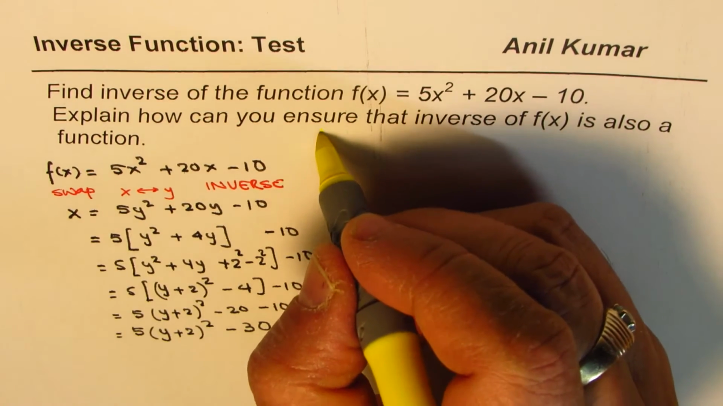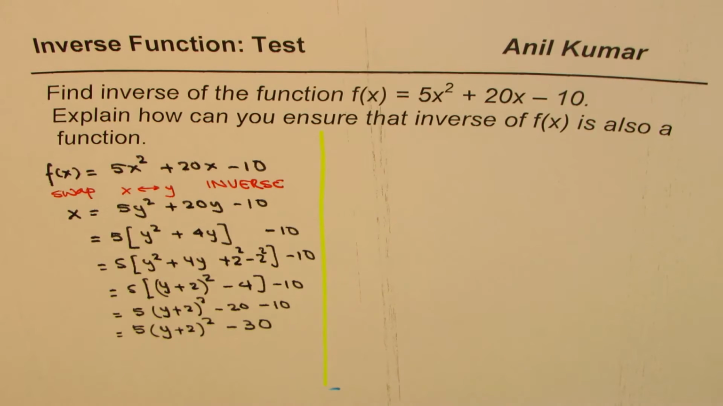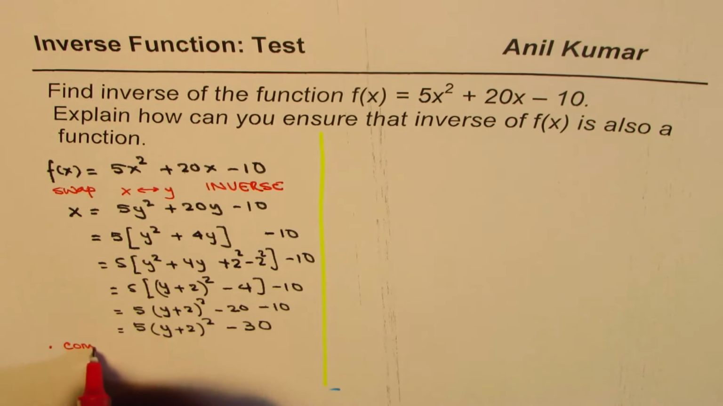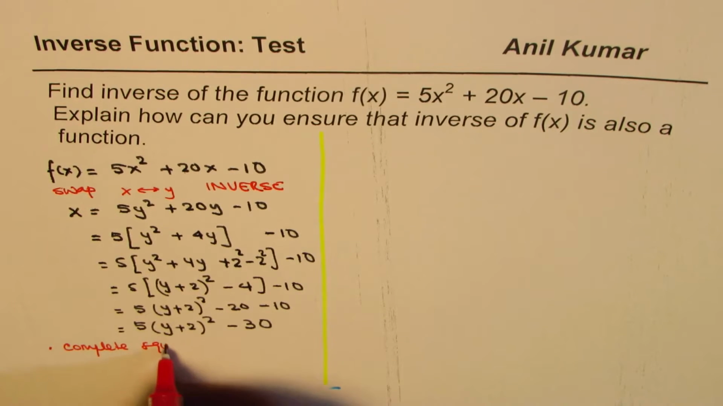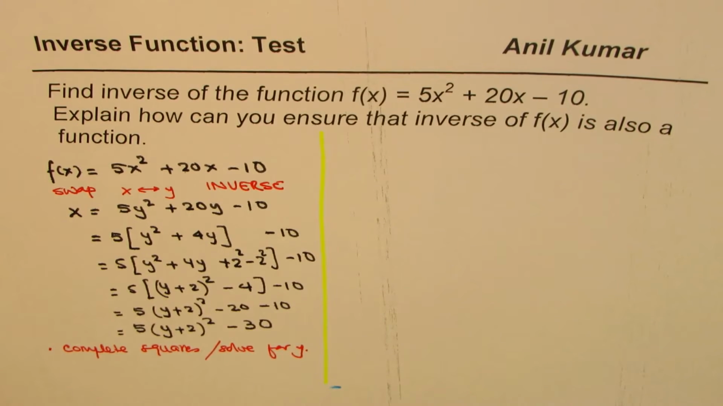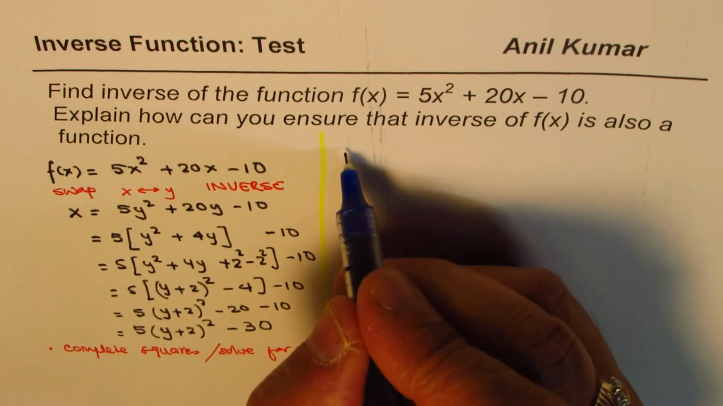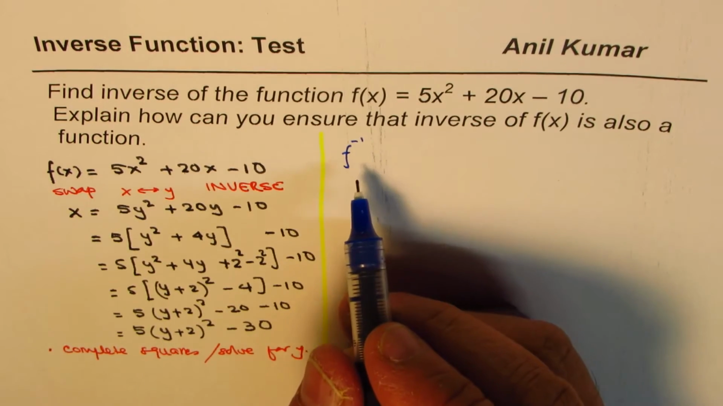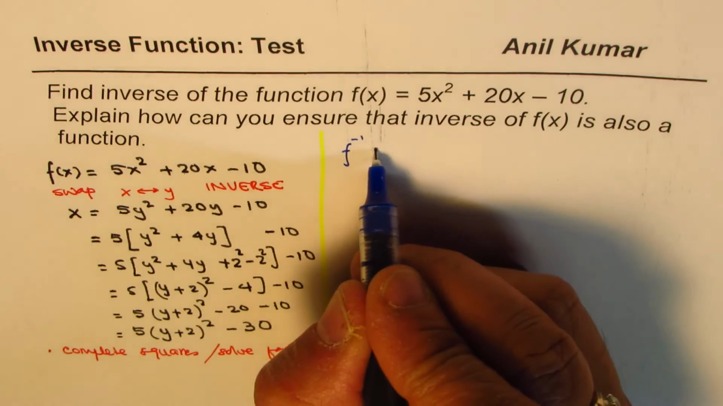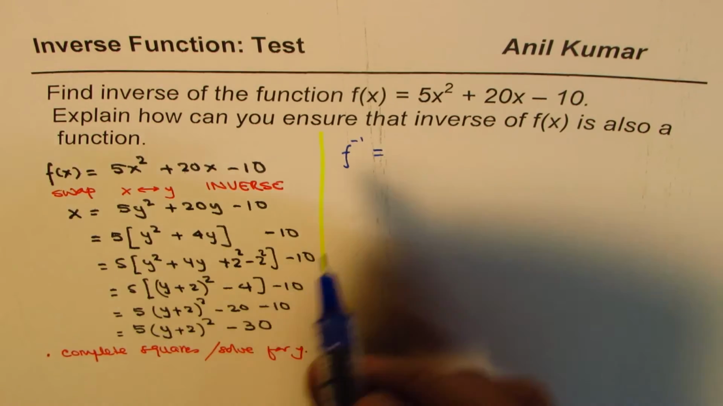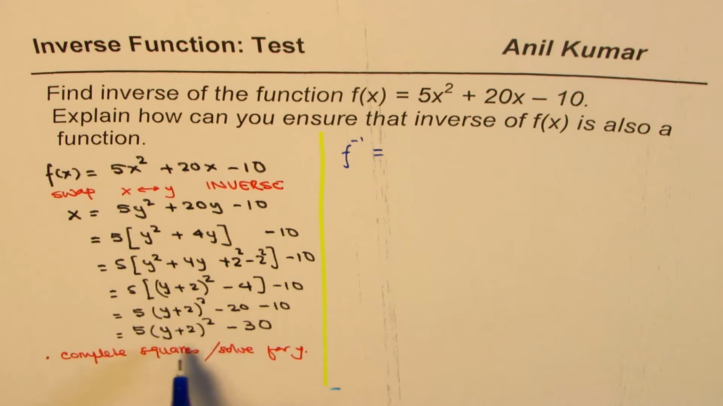So whenever you are given a quadratic function in standard form, to find the inverse, the first step is to complete the square. So that is the steps involved. So remember, complete the square, and then solve for y, right? So now we get the inverse of this function. So let me rewrite the inverse as, now it may not be a function, right? So we can write the inverse of this function as, let's isolate first.